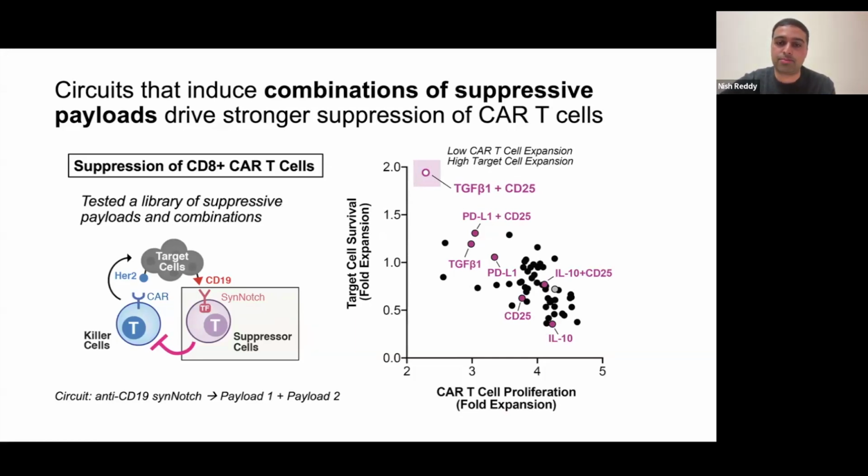But now we did the same thing with CD8 T cells, and we also see that specifically TGF-beta and CD25 are able to suppress CAR T cell proliferation, which is on the x-axis, and then target cell survival is increased on the y-axis. Can I just interrupt you for 1 second, Nish? How local is this? Is this a global or a local effect?